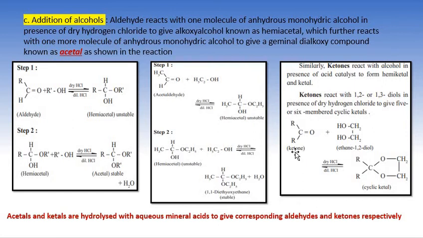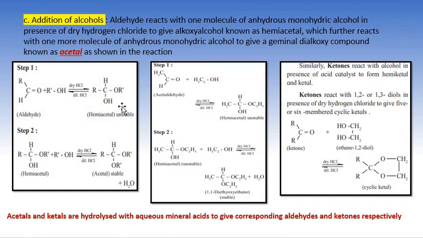Let's see the reaction. In this reaction, I have taken one aldehyde and I have added one monohydric alcohol, which is anhydrous, and in presence of dry HCl. What will happen? The OR, alkoxy group, will go to carbon and hydrogen will go to oxygen to give you hemiacetal.